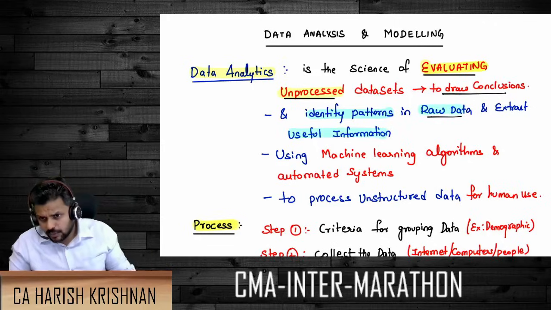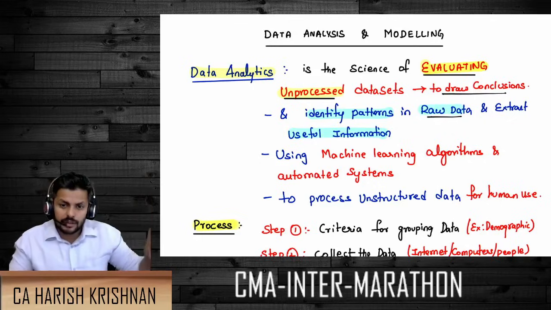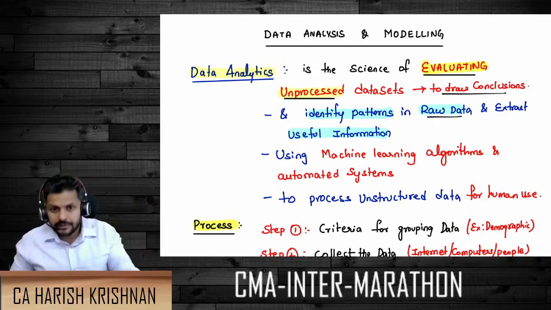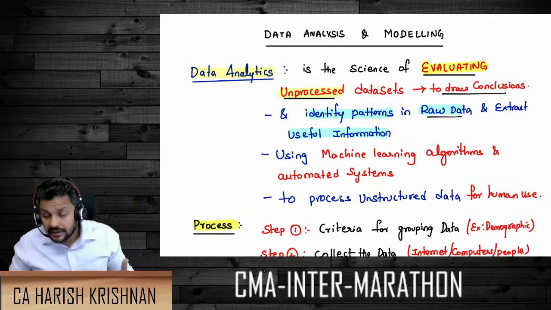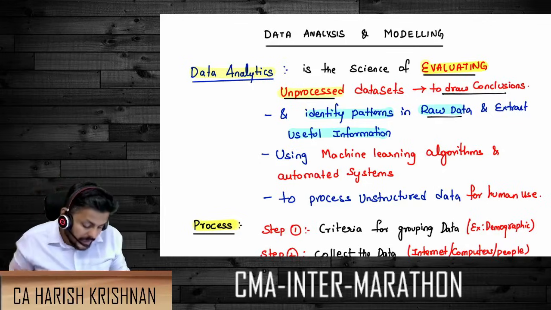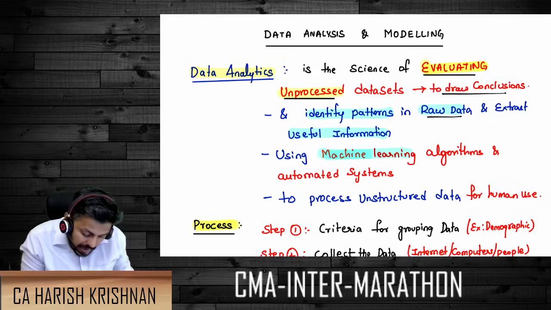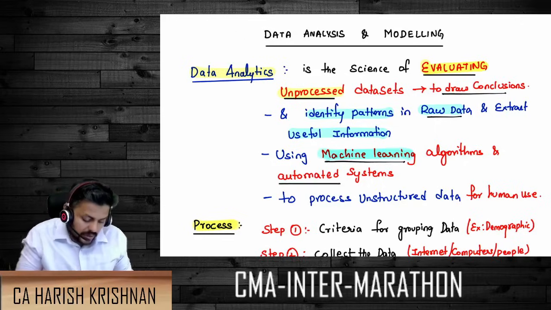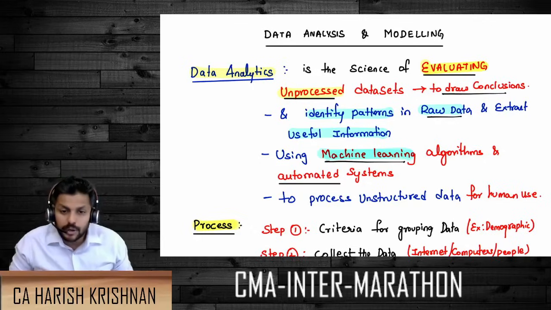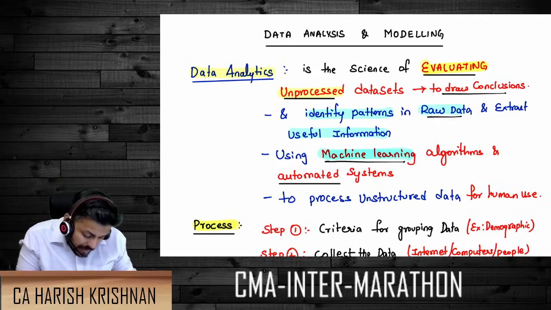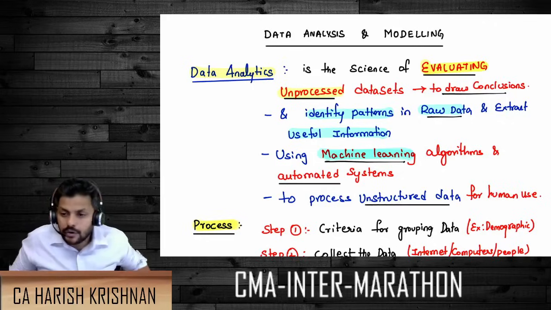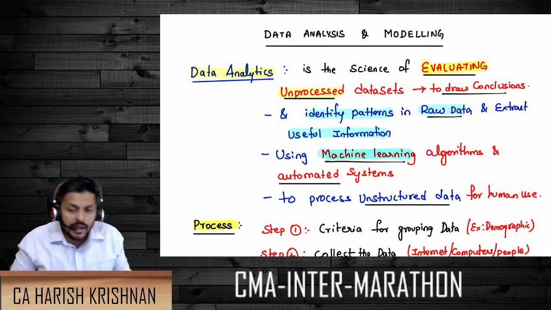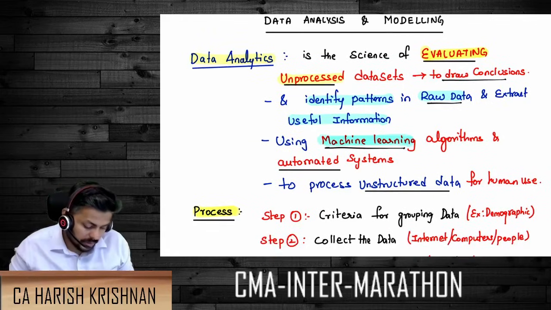So it is taking you back to the very first chapter where we talked about data, then information, and then learning and having the knowledge. Now this you are not going to do manually when you are using machine learning algorithms. If you're using machine learning algorithms and automated systems, that is called data analytics, which is processing a large amount of unstructured data for human use. Unstructured data for human use. So that is what we are talking about as data analytics.